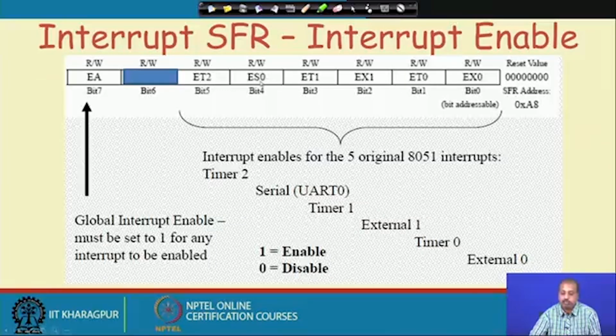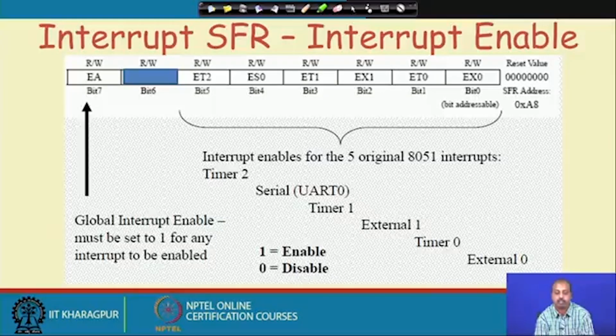Then we have ES0. This is the serial communication interrupt. For serial communication we have both byte receive and byte send, but both of them are controlled by this ES0, a single interrupt. Both receive and transmit generate the same interrupt. Then we have ET1, which is for timer 1, then EX1 for external interrupt 1, then ET0 for timer 0 and EX0 for external interrupt 0.